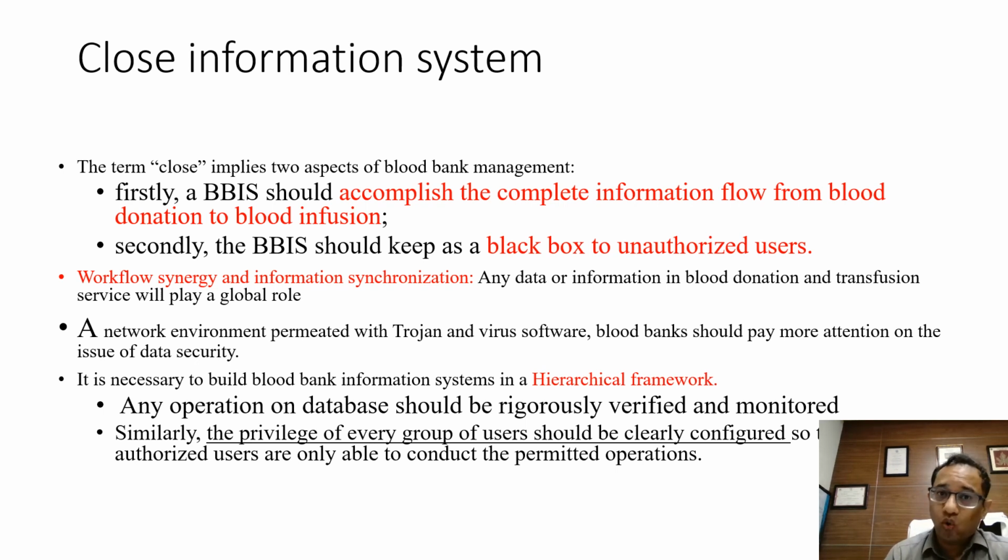The fourth aspect is the closed information system, very important. When we say closed information system, there are two aspects. Firstly, the blood bank information system should accomplish the complete information flow from blood donation to blood transfusion. Secondly, the blood bank information system should keep a black box to unauthorized users. So whatever information, the confidentiality of the donor and whatever the TTI results, has to be very confidential. You cannot disclose it, and there are norms to do it. So that should be kept in mind when you have the BBIS system.